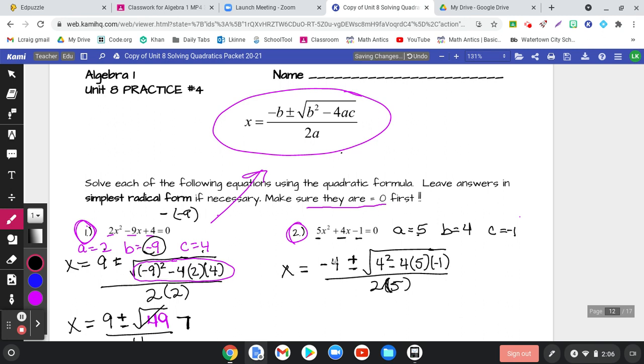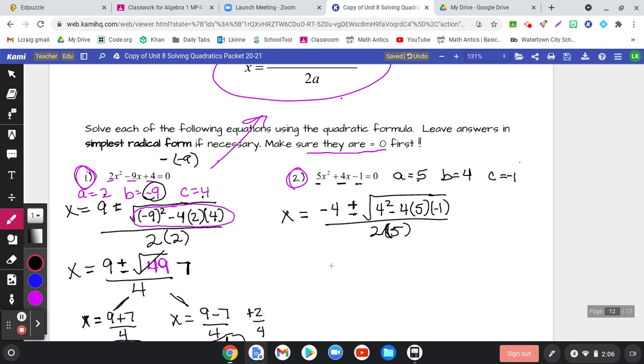The hardest part is just writing it in. Now we're just going to simplify. All right, I'm going to leave my -4. I'm going to leave my plus and minus. I'm going to shrink that square root down. And instead of having 2 times 5 in the denominator, we're just going to write 10.